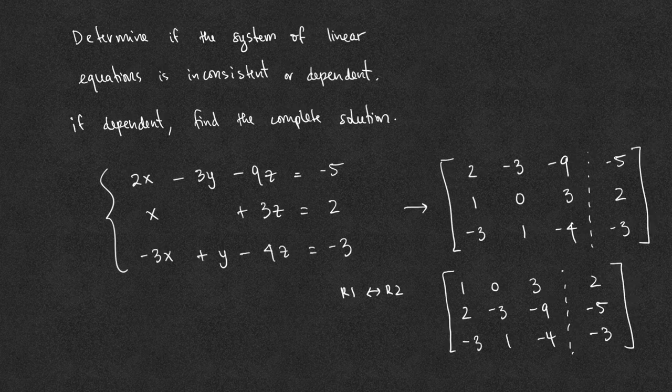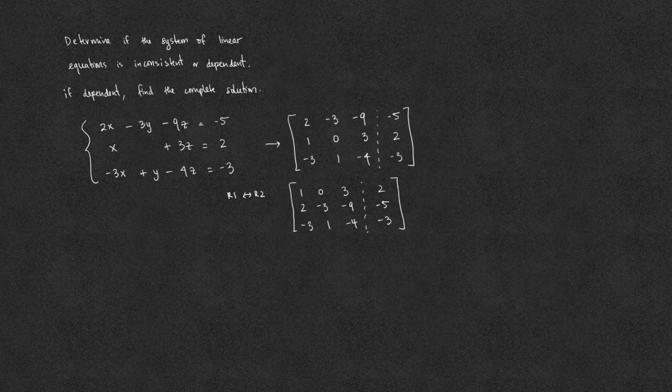The goal is to turn this matrix into a row echelon form or reduced row echelon form by turning the entries in the diagonal into 1. So we first need to turn the entry 2 in the second row to 0 and the entry negative 3 in the third row to 0.